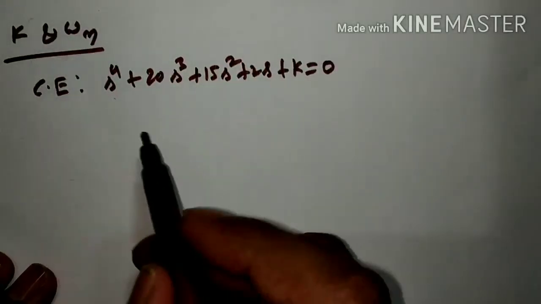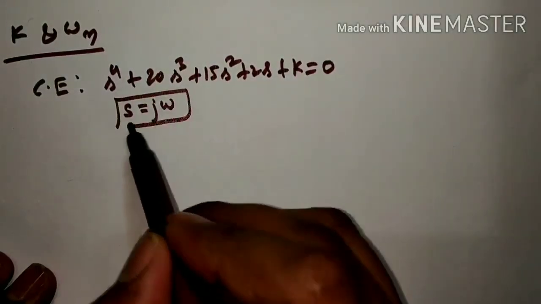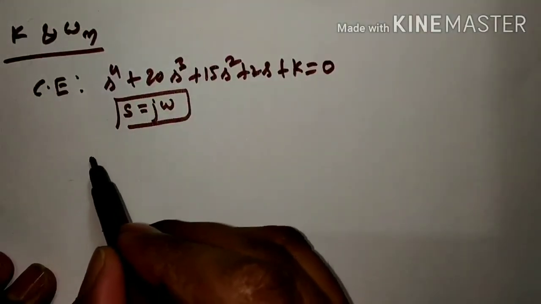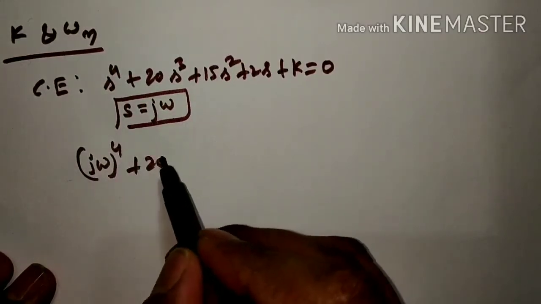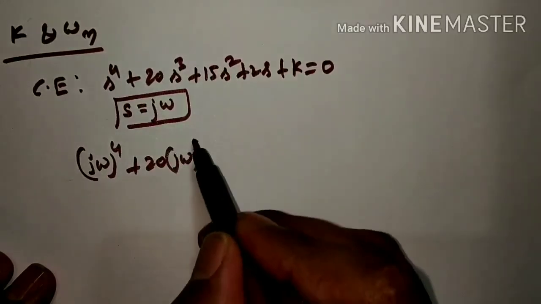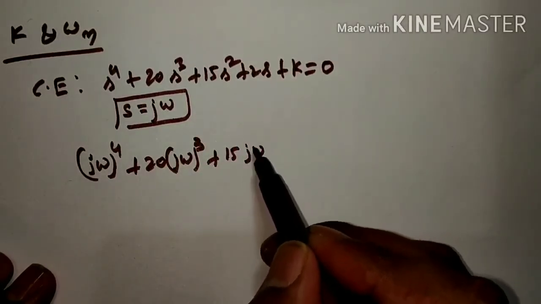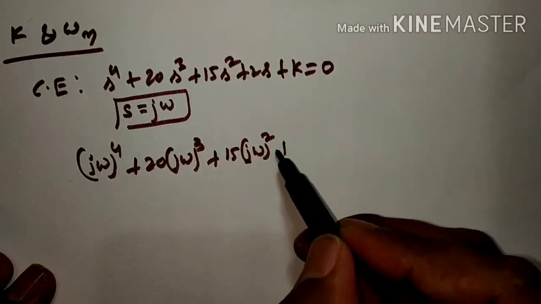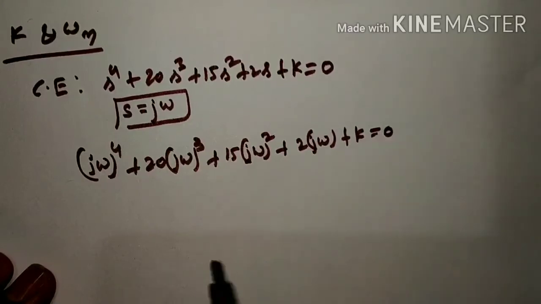This is the given characteristic equation. What do we do? Simply substitute s equal to j omega. If we substitute s equal to j omega, what do we get? (j omega)^4 + 20 (j omega)^3 + 15 (j omega)^2 + 2 j omega + K = 0.